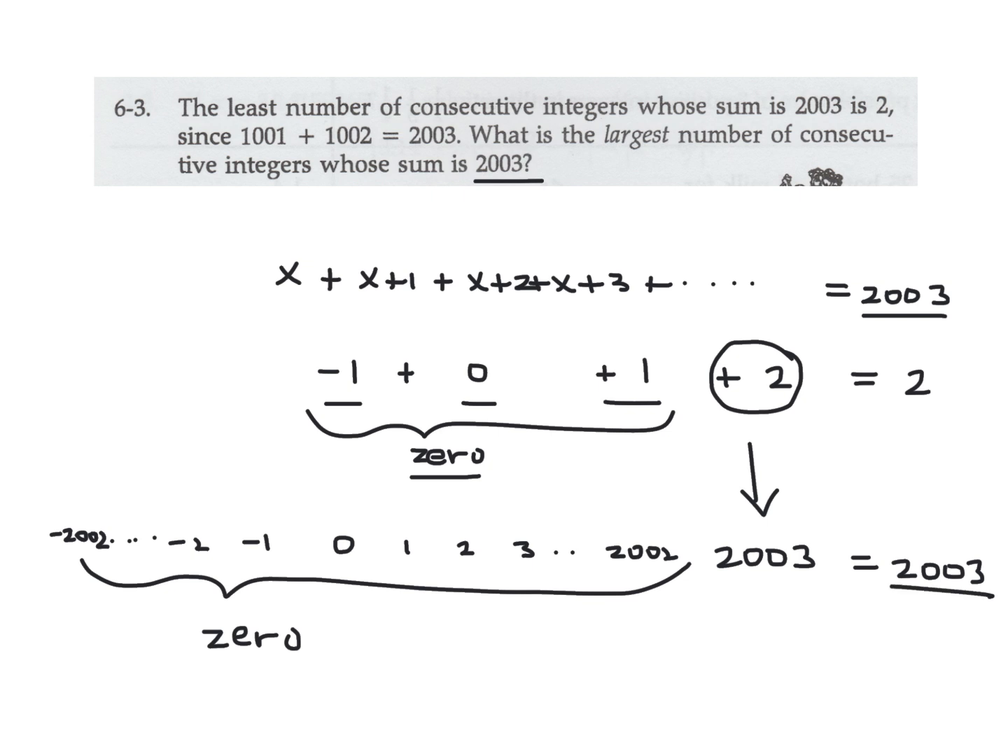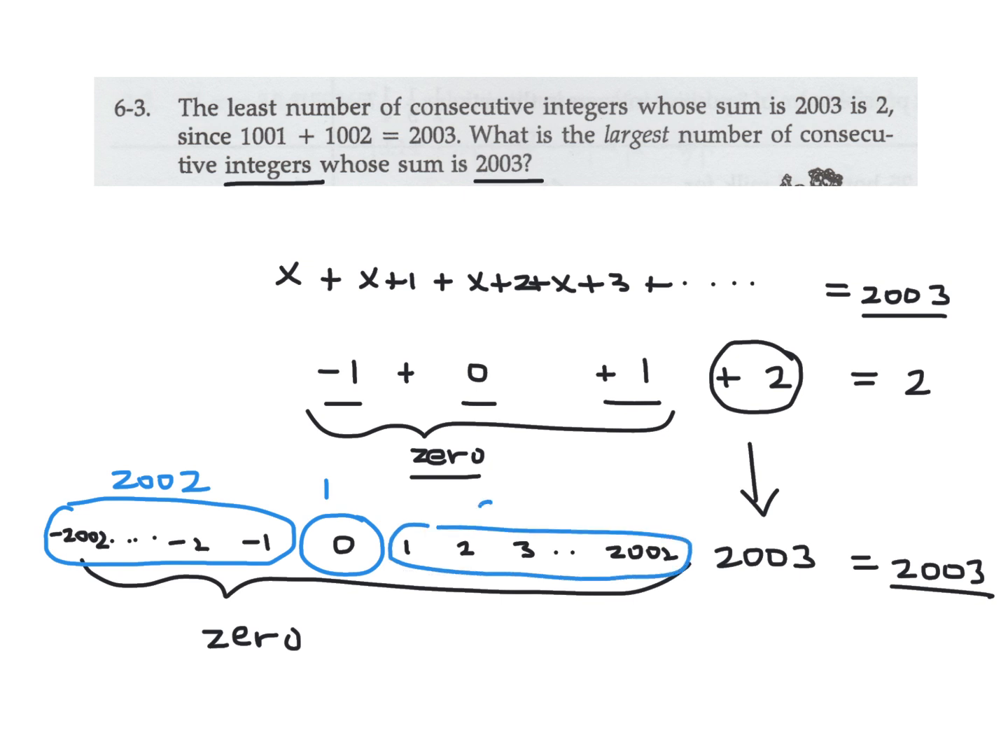Now, they're not asking us the sum or whatever. The sum has already been given. They want you to figure out how many of those integers you had in your list. Okay, not a problem. From here to here, that's 2002 integers. Then I've got this guy, so that's 1 integer. And then from here to here is 2002 integers. And then I got the last one. So I have 2002 plus 1 plus 2002 plus 1, and I believe that's 4006 total. That is the largest number of consecutive integers that could add up to a sum of 2003.